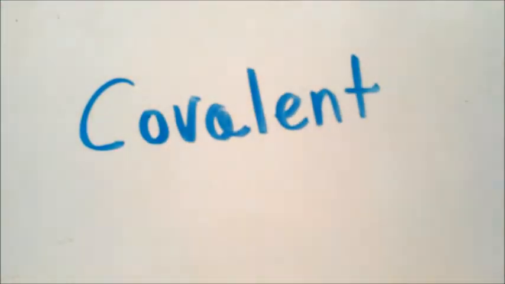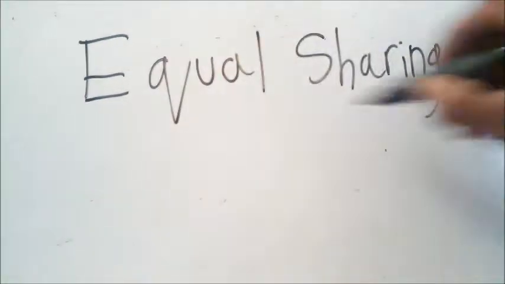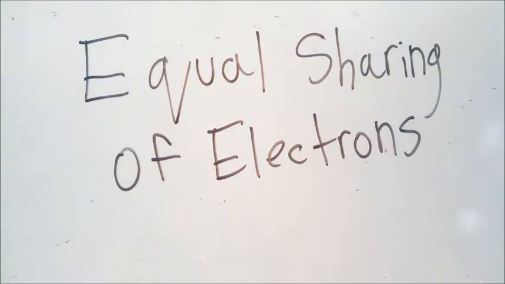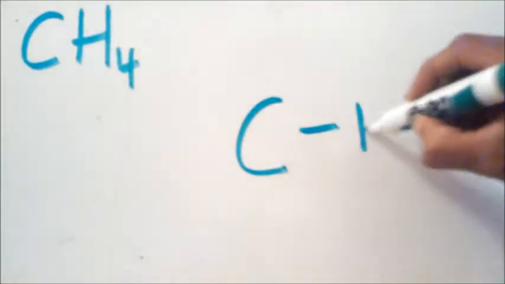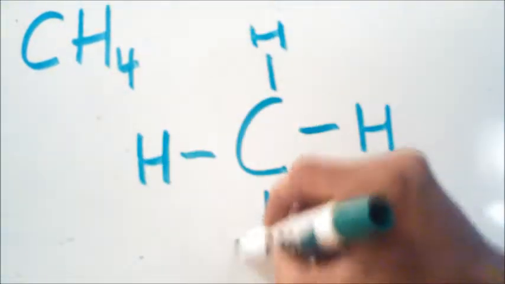Next are covalent bonds. These are when atoms equally share electrons. One example is methane, or CH4. Here, carbon equally shares its electrons with all 4 hydrogens.